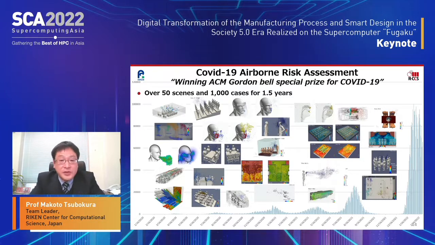With this achievement, we could win the ACM Gordon Bell Prize, a special prize for COVID-19 research at SC21. In the award, Professor Mark Parsons, chair of the prize, said, this information helped guide decisions in areas including requirements for face masks and social distancing, as well as whether certain public facilities and private businesses should be closed.